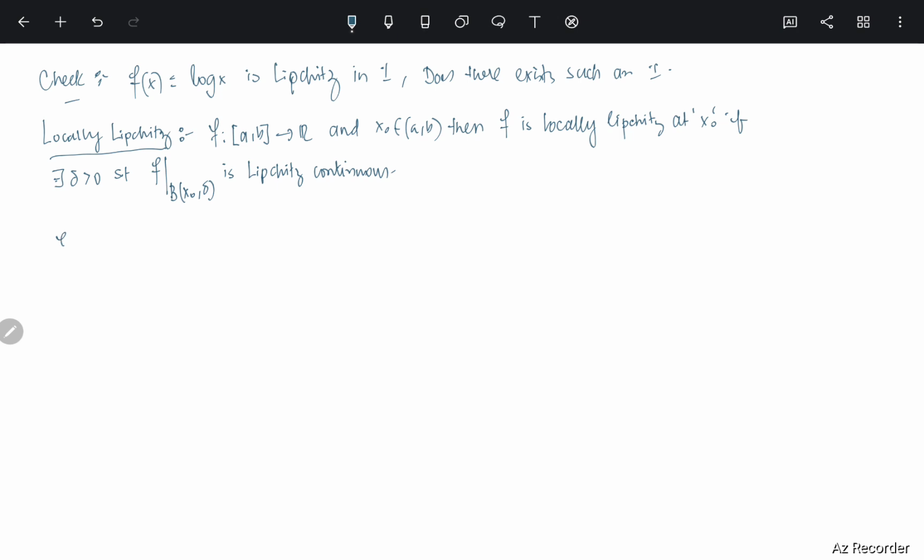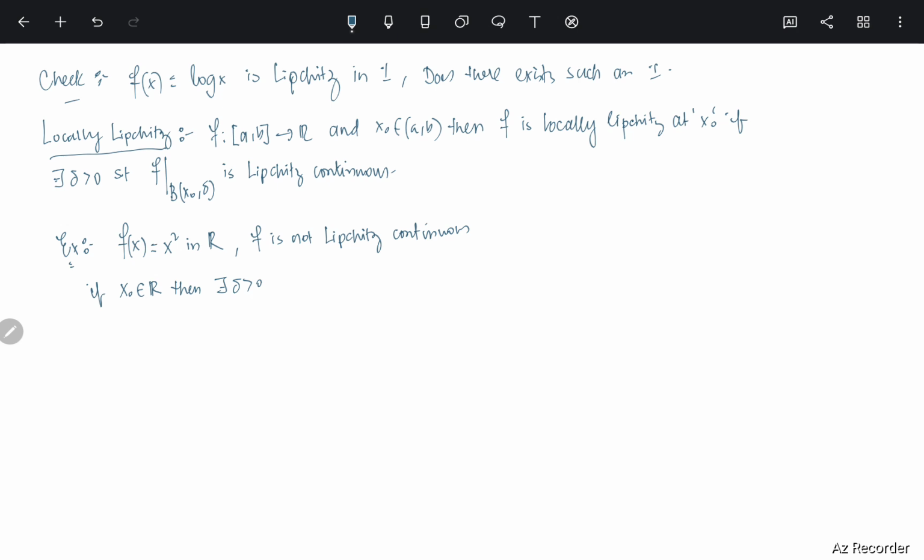Okay, so for example, let's look at an example here. You see, f(x) = x squared, if you look at it in R, then we saw that f is not Lipschitz continuous. But you can see that if you start with an x naught in R, you can of course choose a delta, then there exists a delta greater than 0.